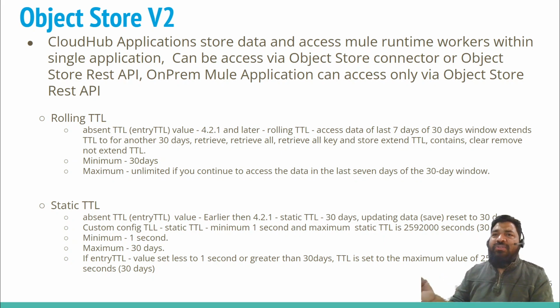It depends on how you access your key, but it is a time boundary. The time boundary is 30 days. In the case of rolling TTL, it is extended when you access your key in the last 7 days of the 30 days, but in the case of static TTL, it is a fixed 30 day time boundary. So that is how I explain how TTL works in Object Store v2.